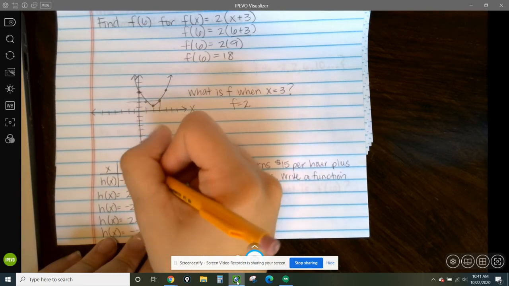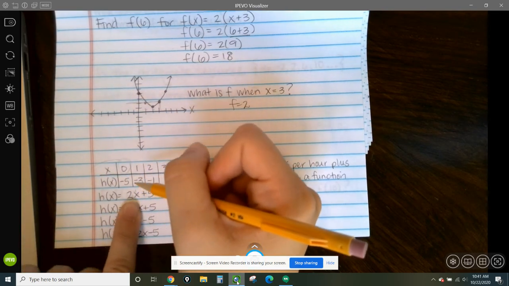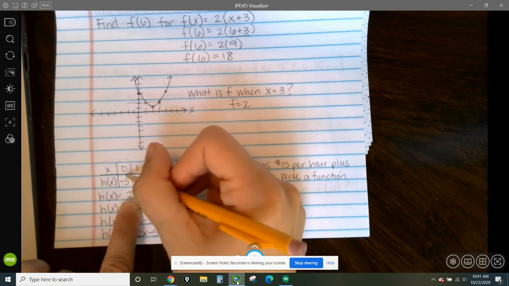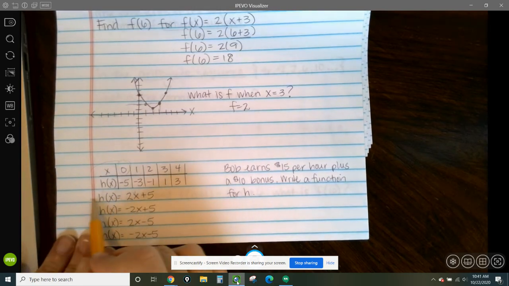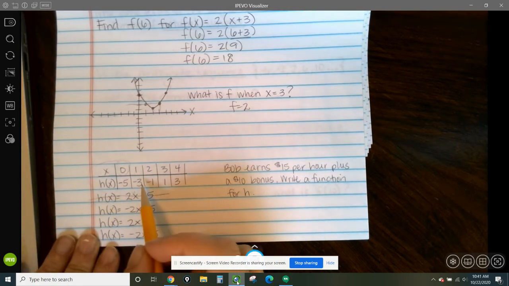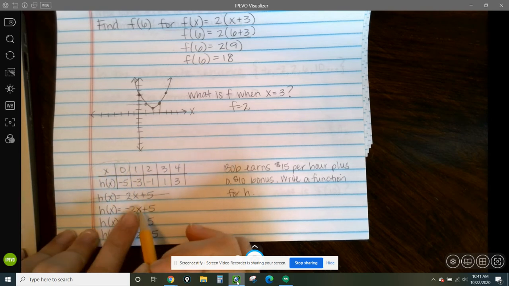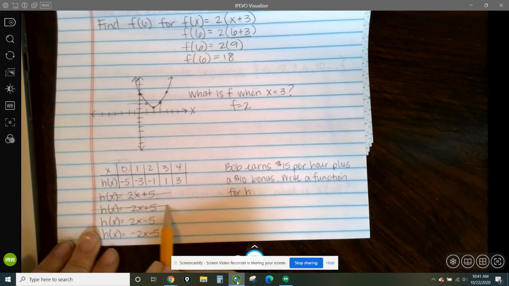So let's plug in 0 because 0 is pretty easy to plug in. So if I plug in 0 right here, 2 times 0 is 0, plus 5 is positive 5. So I should have got out positive 5 and I didn't. So that means this one does not work. It's not the right function for this table. Okay, let's plug in 0 to the next one. If I plug in 0 right here, negative 2 times 0 is 0, plus 5 is positive 5. So I should have got positive 5, and I didn't. So this is not the right function.